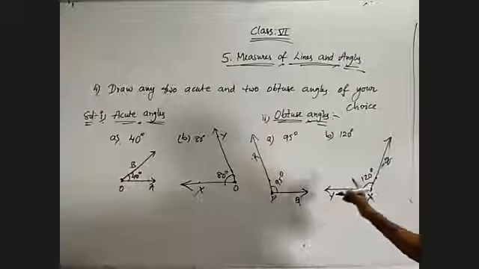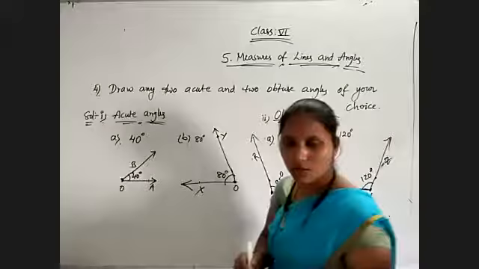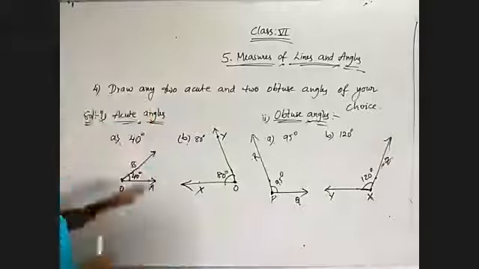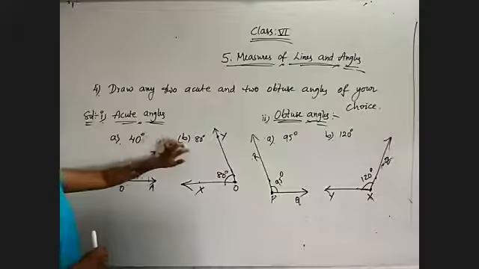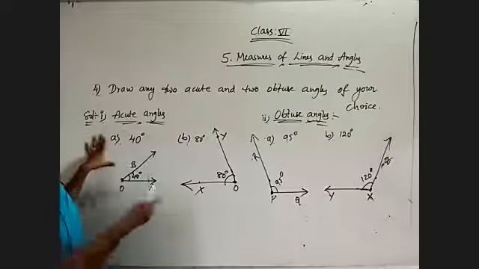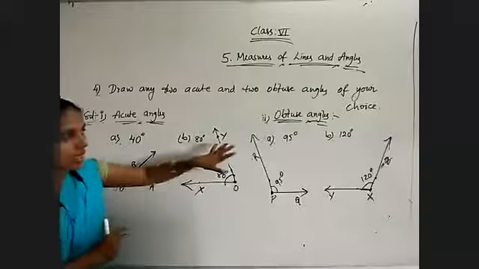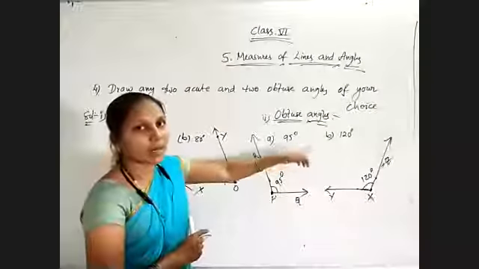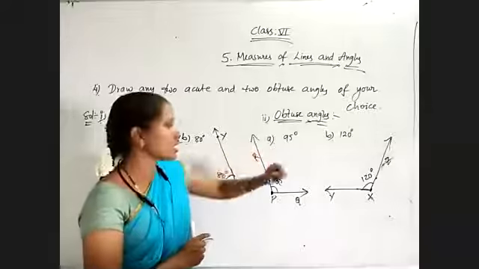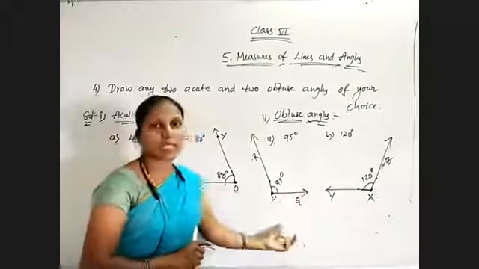Two acute angles and two obtuse angles, this question is very, very important. So just observe, I have taken 40 degrees and 80 degrees. You choose any numbers less than 90 degrees and construct two acute angles. In the same way, more than 90 and below 180, select two numbers and construct the angles by using the protractor.